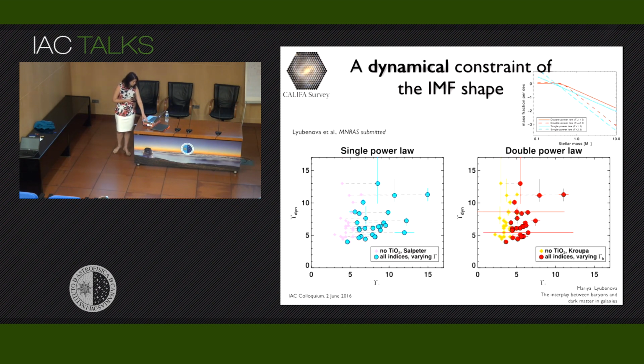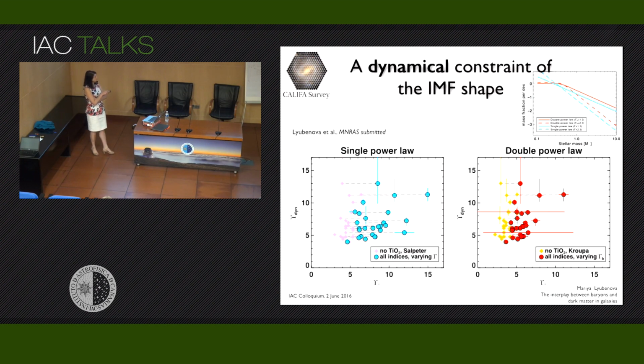The situation improves significantly when we use the double power law shape. So again, we've done the same experiment without including the titanium oxide feature and having a fixed Kroupa IMF shape, which is a double power law shape. And again, we obtain the same narrow range of mass to light ratios of the galaxies, and again the same need of a huge dark matter fraction, if this were true.